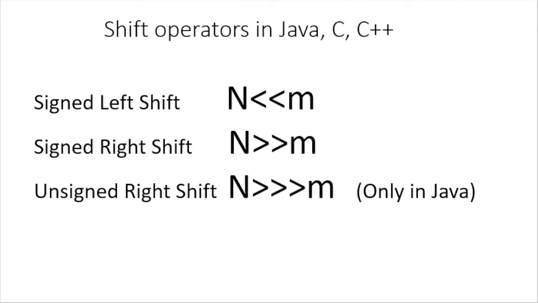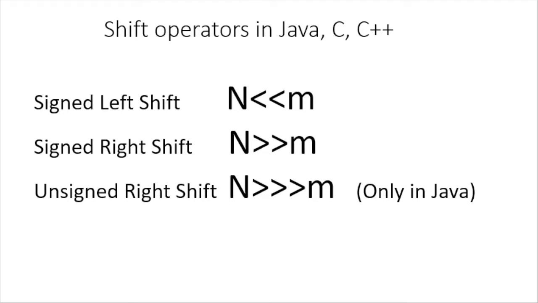So let's start on this. There are three operators: signed left shift, signed right shift, and unsigned right shift. Signed left shift and signed right shift operators are available in all three languages: C, C++, Java. The unsigned right shift operator, I believe, is available only in Java.